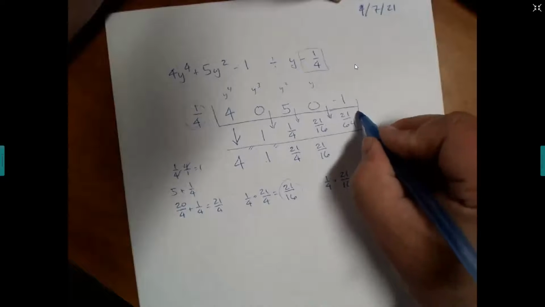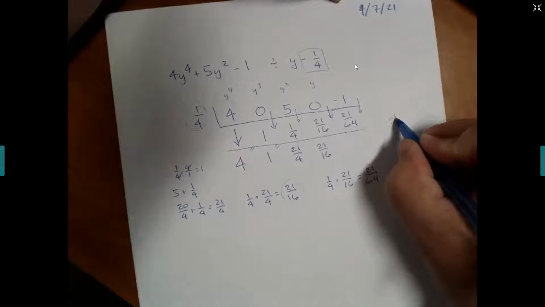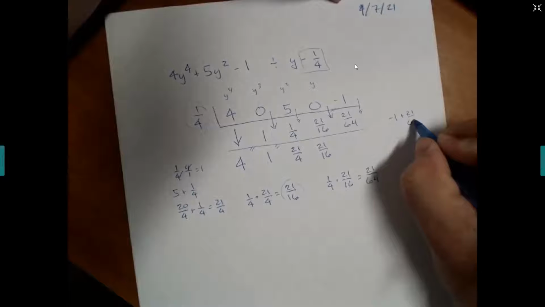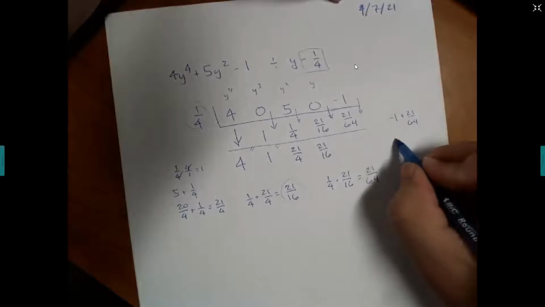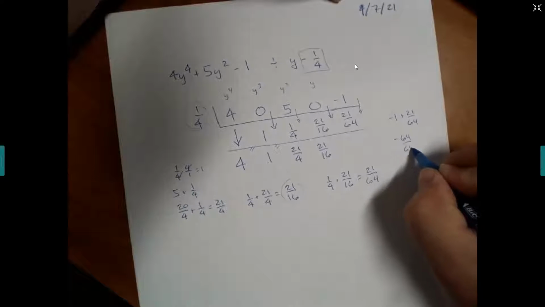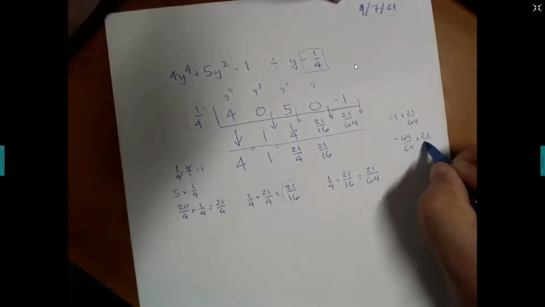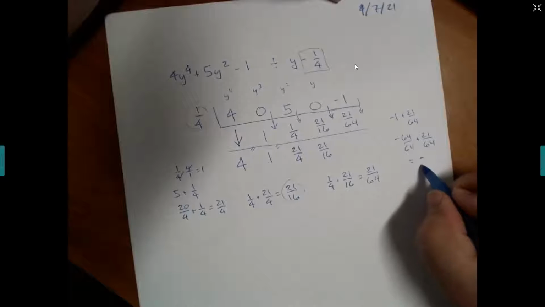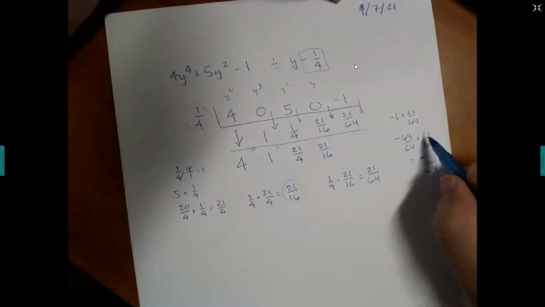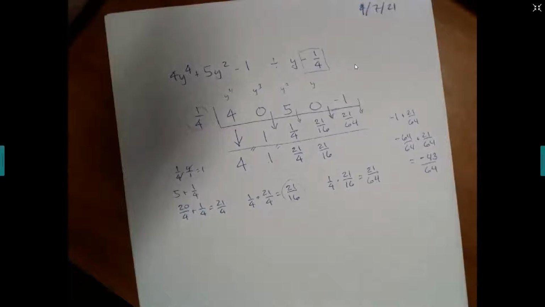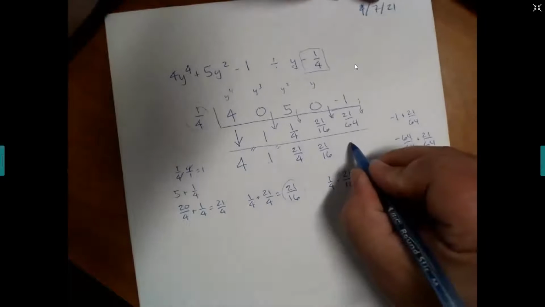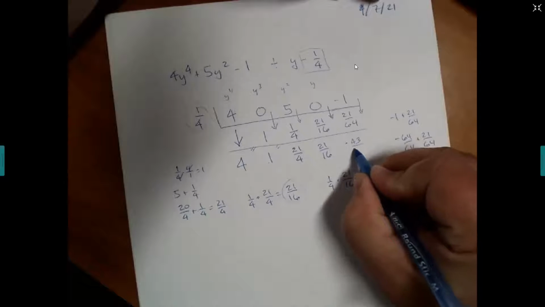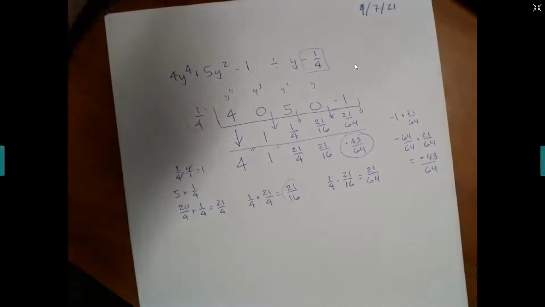Since now we add, we have -1 plus 21/64. This one's going to be -64/64 plus 21/64. Since 64 is bigger than 21, the answer is going to be negative. 64 minus 21 is 43. And that should be it. That's your remainder.